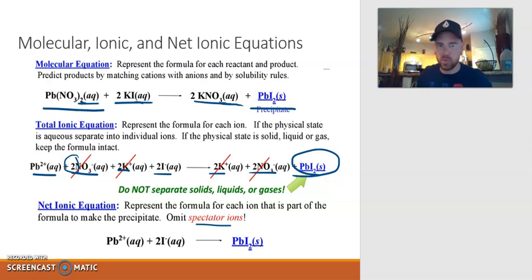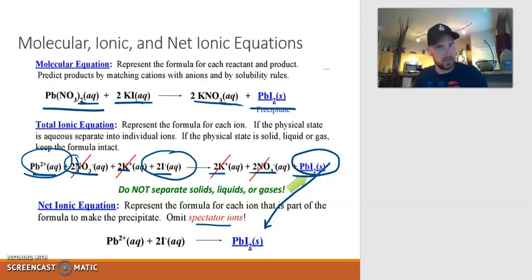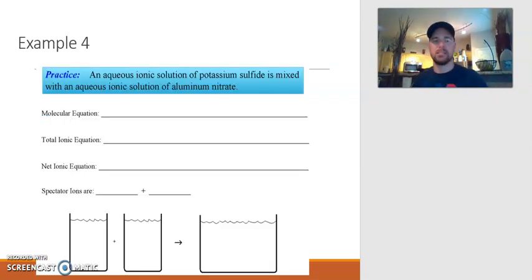So what I do is real simple. Whatever the precipitate is, you just bring that down. And then whatever ions made the precipitate, which should hopefully be easy to identify because they'll be the elements that are in the formula, you just literally bring those down just as they are. All we're doing is just removing the spectator ions. And so that's what the net ionic equation is. And so let's look at an example.